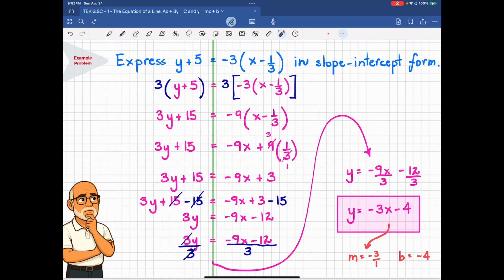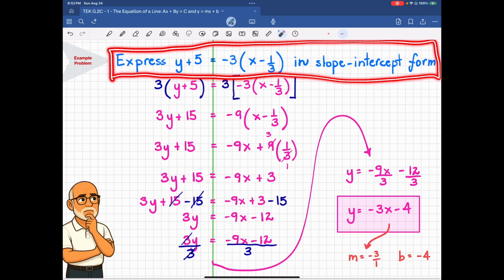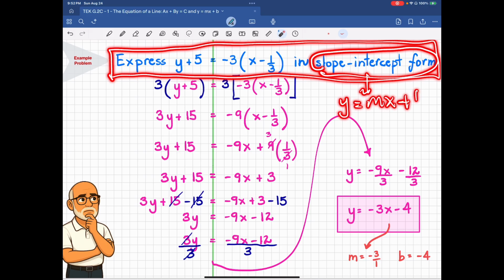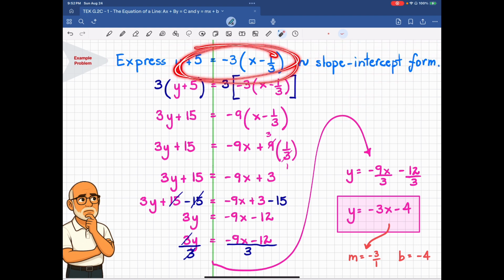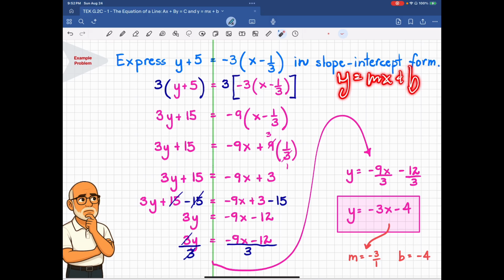Let's look at another example. The instructions read, express y plus 5 equals 3 times the quantity x minus 1/3 in slope-intercept form. That would be y equals mx plus b. So they want you to take this equation that's right here and not write it in standard form, but write it in y equals mx plus b. Notice that when you have y equals mx plus b, the coefficient for this y always needs to be 1.